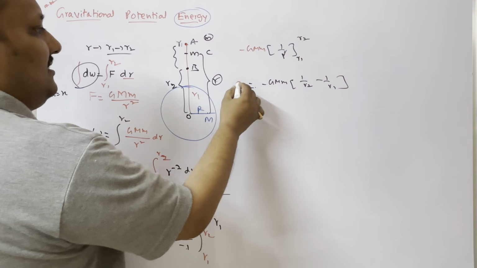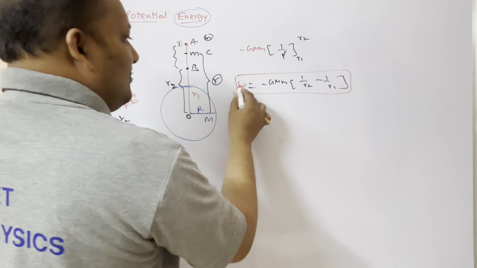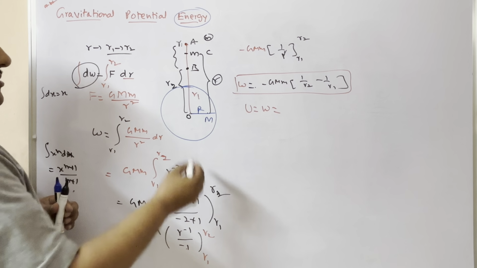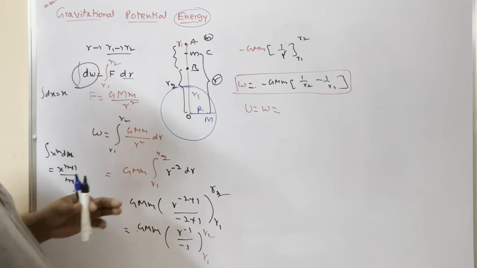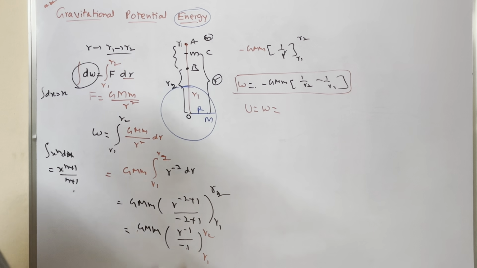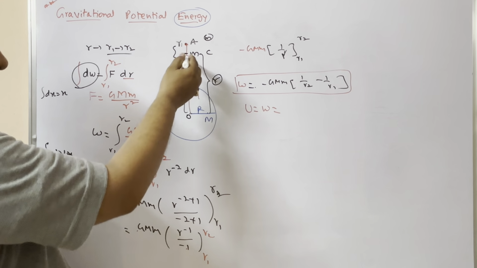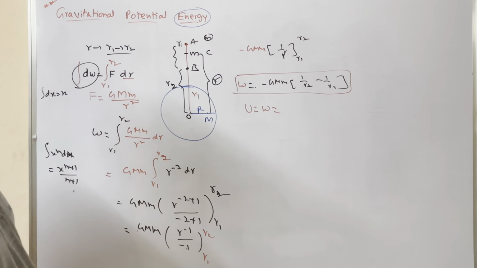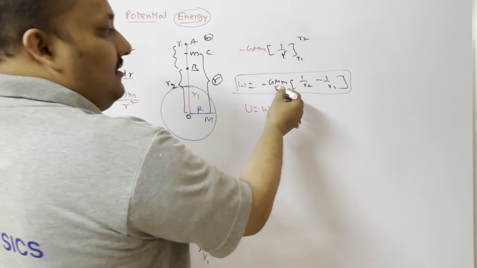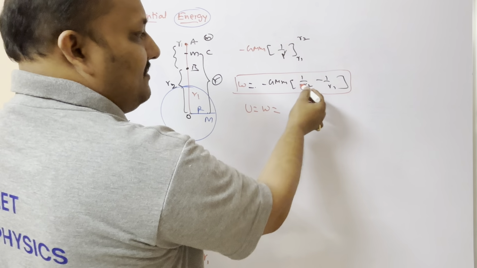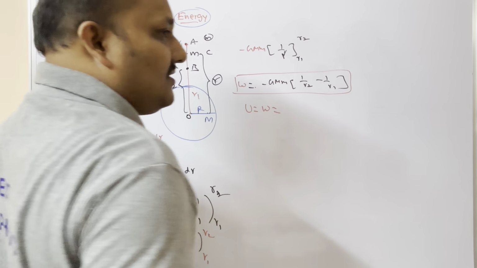This is nothing but work done. This work done only will be stored as potential energy. Potential energy we also take as mgh, but that is different. This is gravitational potential energy, the amount of work done by an external force against the gravitational force. How that mgh came, we will also see. So, minus GMm into 1 by r2 minus 1 by r1.